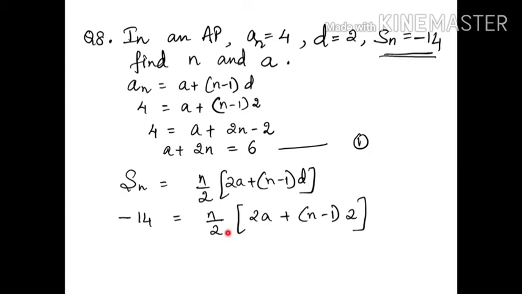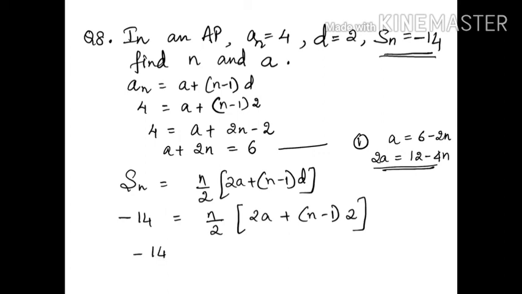Now observe that in this equation there are two variables. One variable is n and the other variable is a. In order to reduce this equation to an equation with one variable, we will use equation 1. So from equation 1 we can write a equal to 6 minus 2n. So 2a will be equal to 12 minus 4n, and now we will substitute this 2a in the current equation.